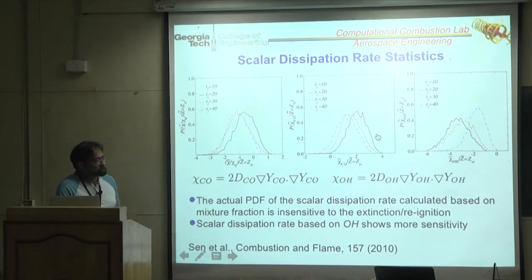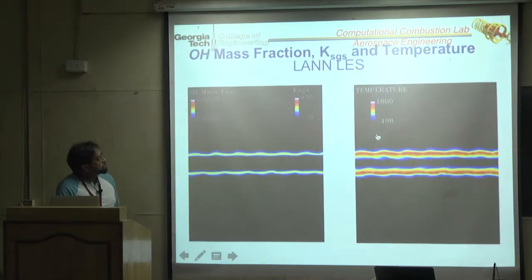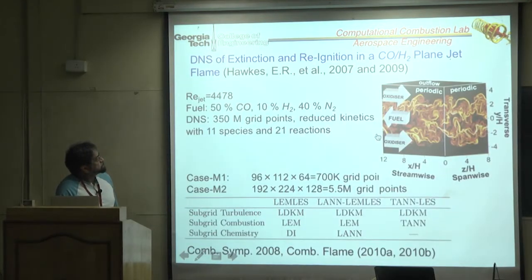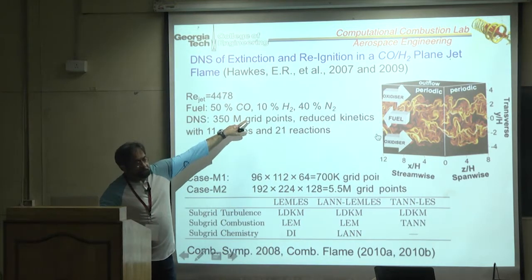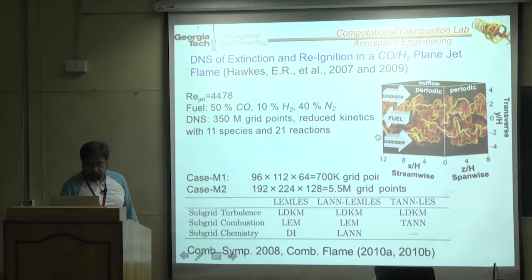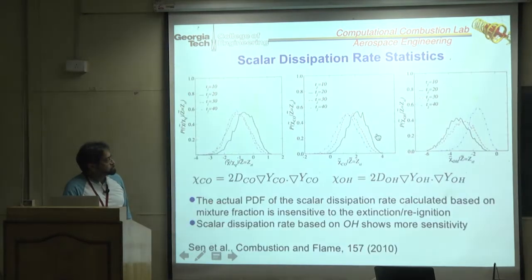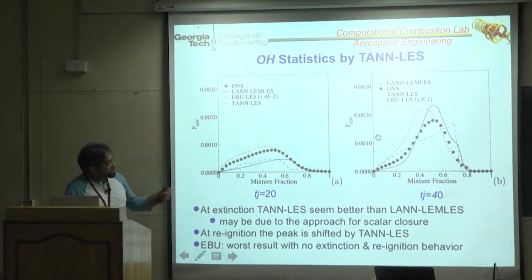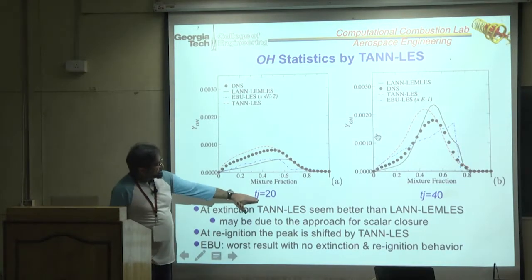What is the overall equilibrium? Well, it's a non-premixed system, so it's burning at stoichiometric. The fuel was 50% CO, 10% hydrogen, 40% nitrogen. It's like a syngas mixture. But then when we actually looked at the problem, T equals 20 is when it goes extinct.